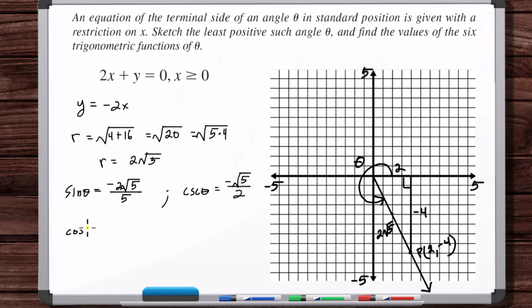All right. Cosine theta is adjacent over hypotenuse. So 2 over 2 root 5. That's going to be 1 over root 5. Right? So this is positive. So now let's rationalize this. That's root 5 over 5.